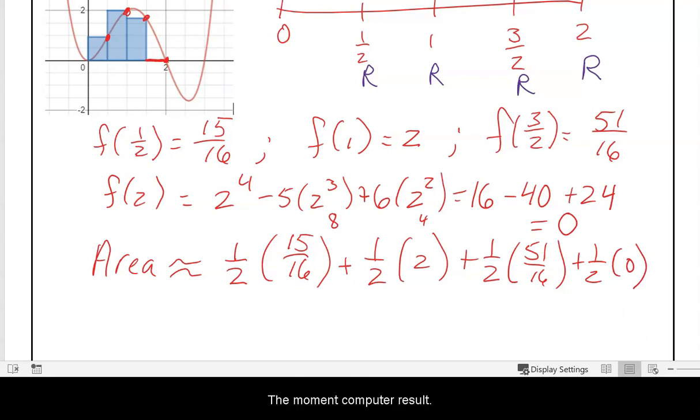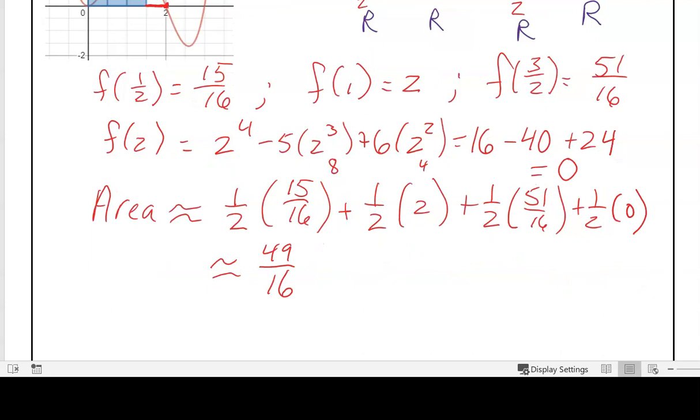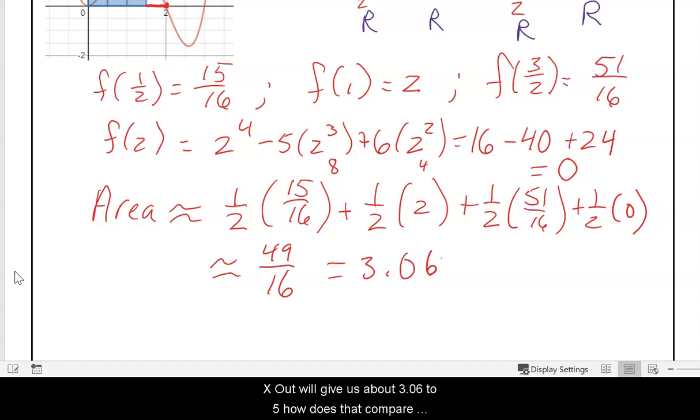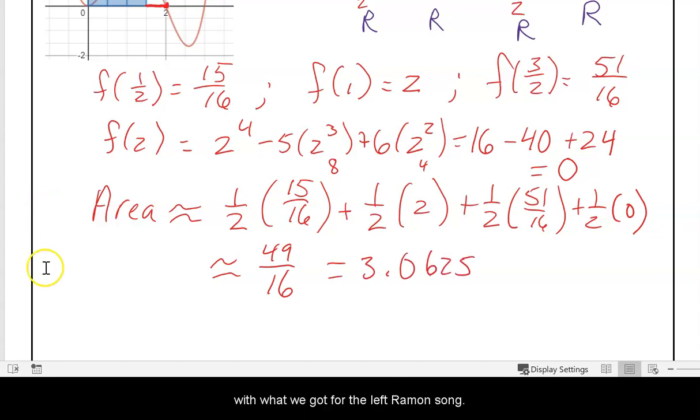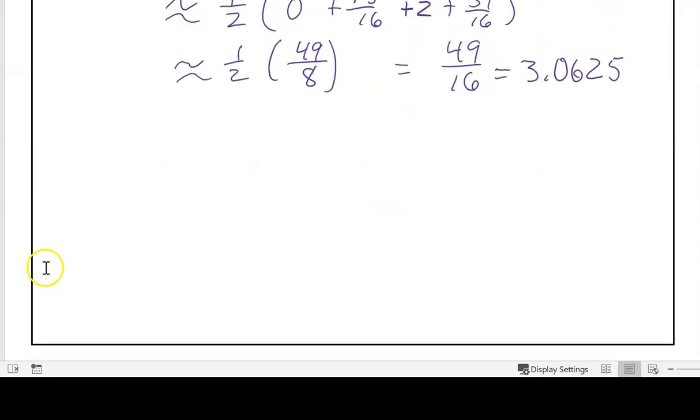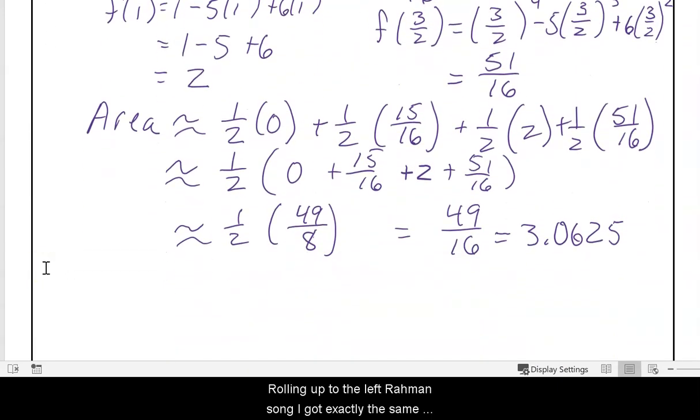Take a moment to compute your result. I got 49/16. 49/16 multiplied out will give us about 3.0625. How does that compare with what we got for the left Riemann sum? Scrolling up to the left Riemann sum, I got exactly the same value.